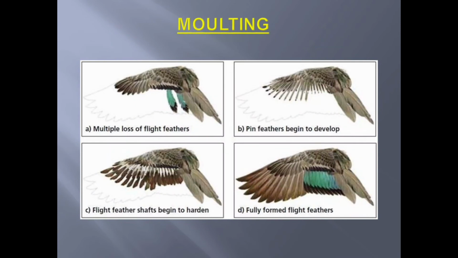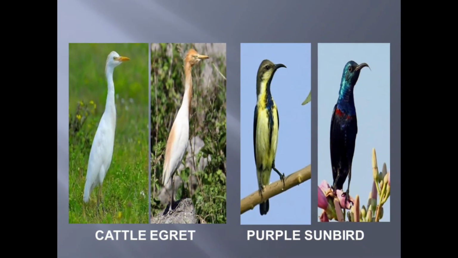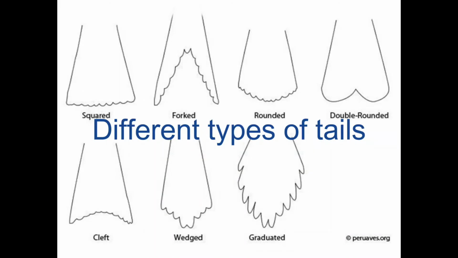Here you can see species with molted feathers. The first picture is an egret species which turns its body feathers yellowish for breeding. The color variation in the purple sunbird is also shown in the picture. Different structures of tails. Now we will look at the detailed structure of a tail and the different structures of tails in birds.